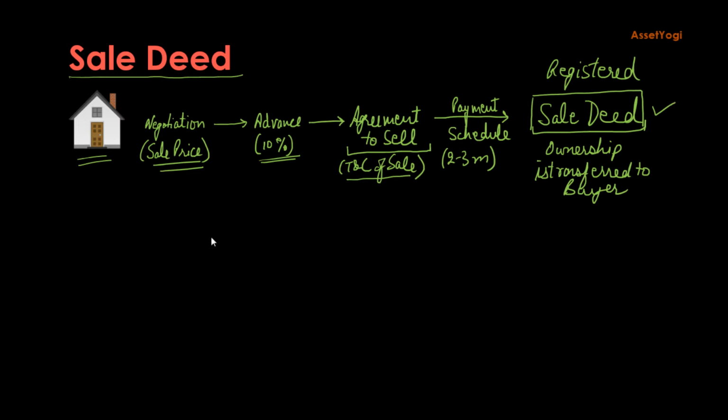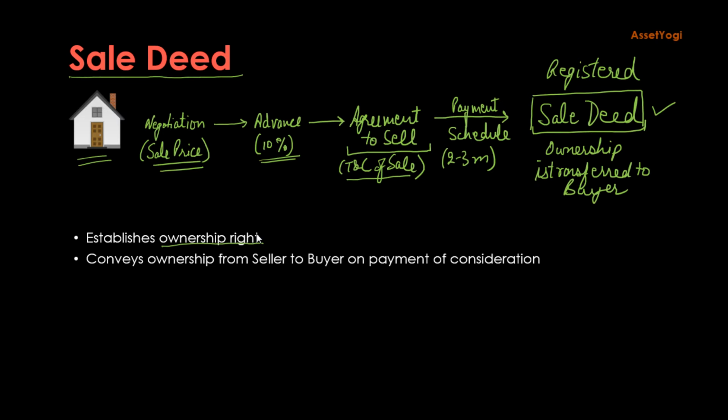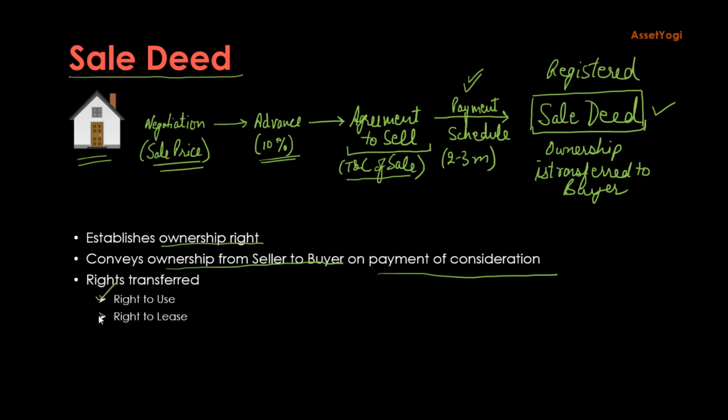Only then the sale deed is considered as legally valid, that the ownership has transferred from the seller to the buyer. So a sale deed helps establish the ownership right of the buyer, and it conveys the ownership from the seller to the buyer on payment of consideration. So this complete payment has to be made, only then the sale deed is considered valid. Once the sale deed is executed and registered, then all the rights of the seller are transferred to the buyer, such as the right to use the property, right to lease, right to mortgage the property, and right to sell. All these rights will be transferred from the seller to the buyer.